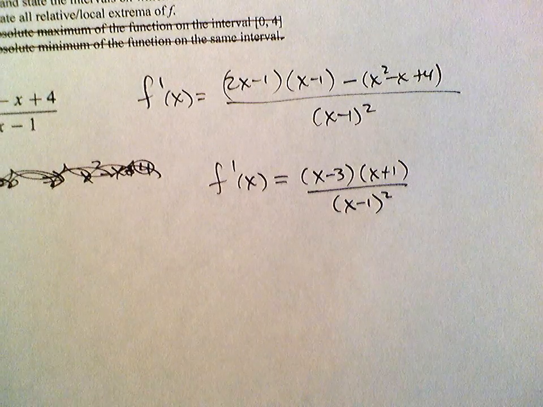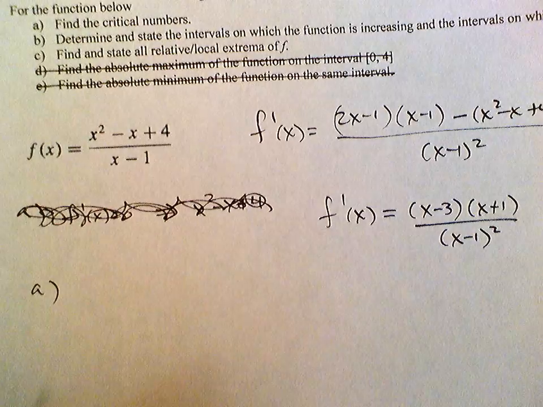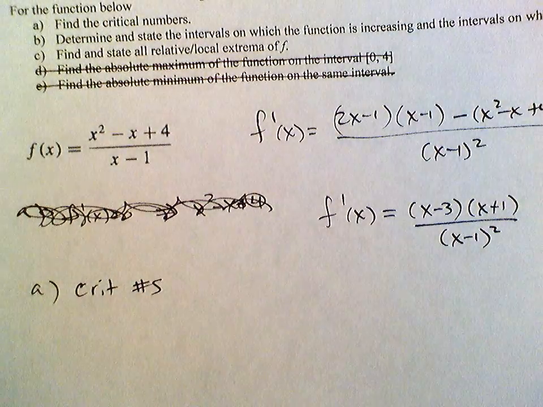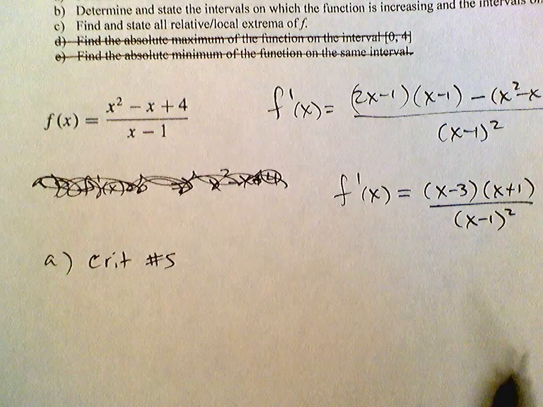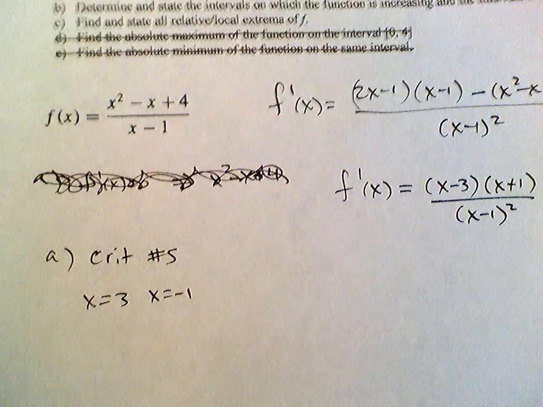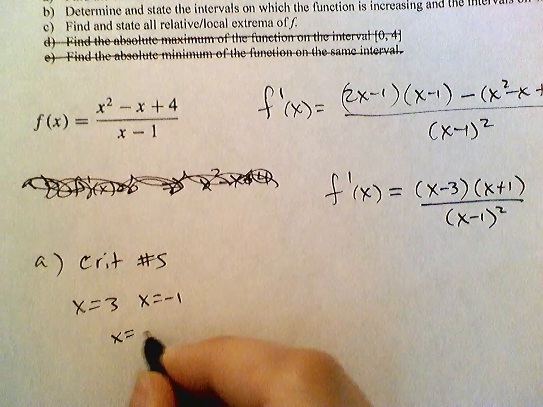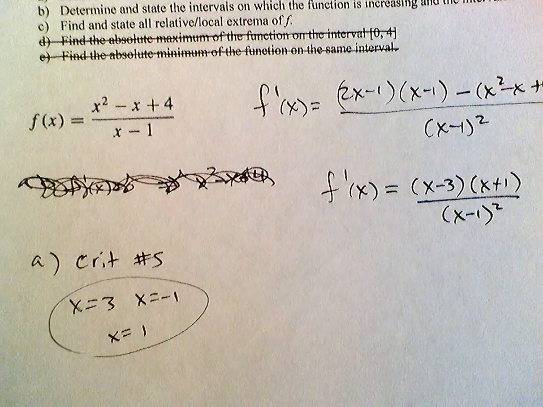Okay, so that's what f prime is. So part A, the critical numbers are going to be where this is 0 or undefined. It's 0 when the numerator equals 0. So we've got x equals 3, x equals negative 1. And it's undefined where the denominator is 0. So x equals 1. So these are the critical numbers here.